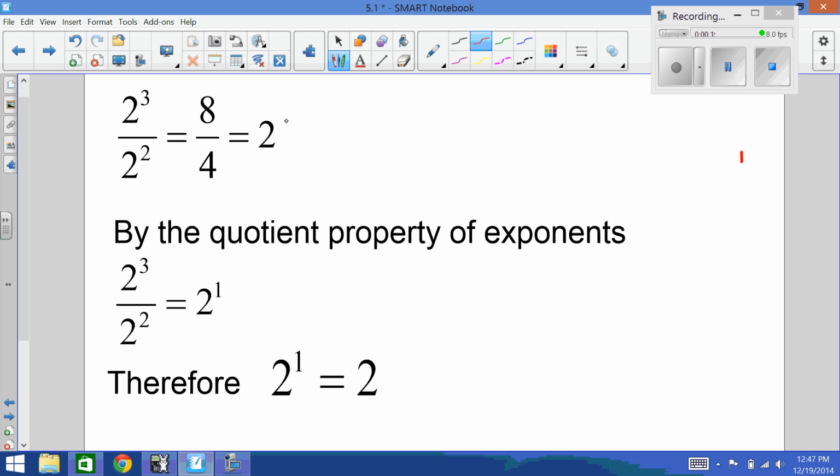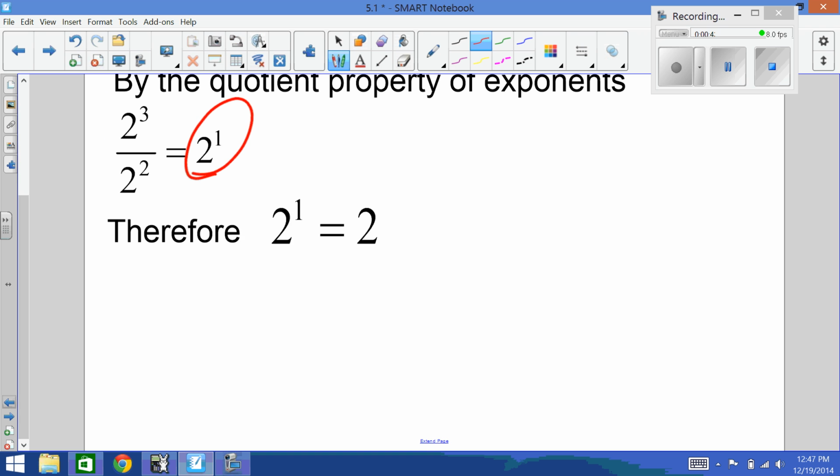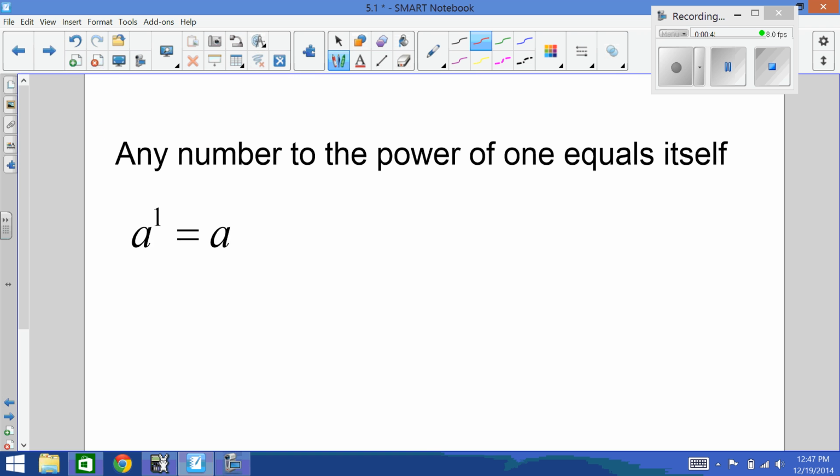If you notice, it's the same as these bases. Okay, so the bases are the same, and we're dividing. So if I keep the base, 2, and take the 2 exponents and subtract them, I get 1. And therefore, 2 to the first power is equal to 2. All right, any number to the power 1 equals itself.